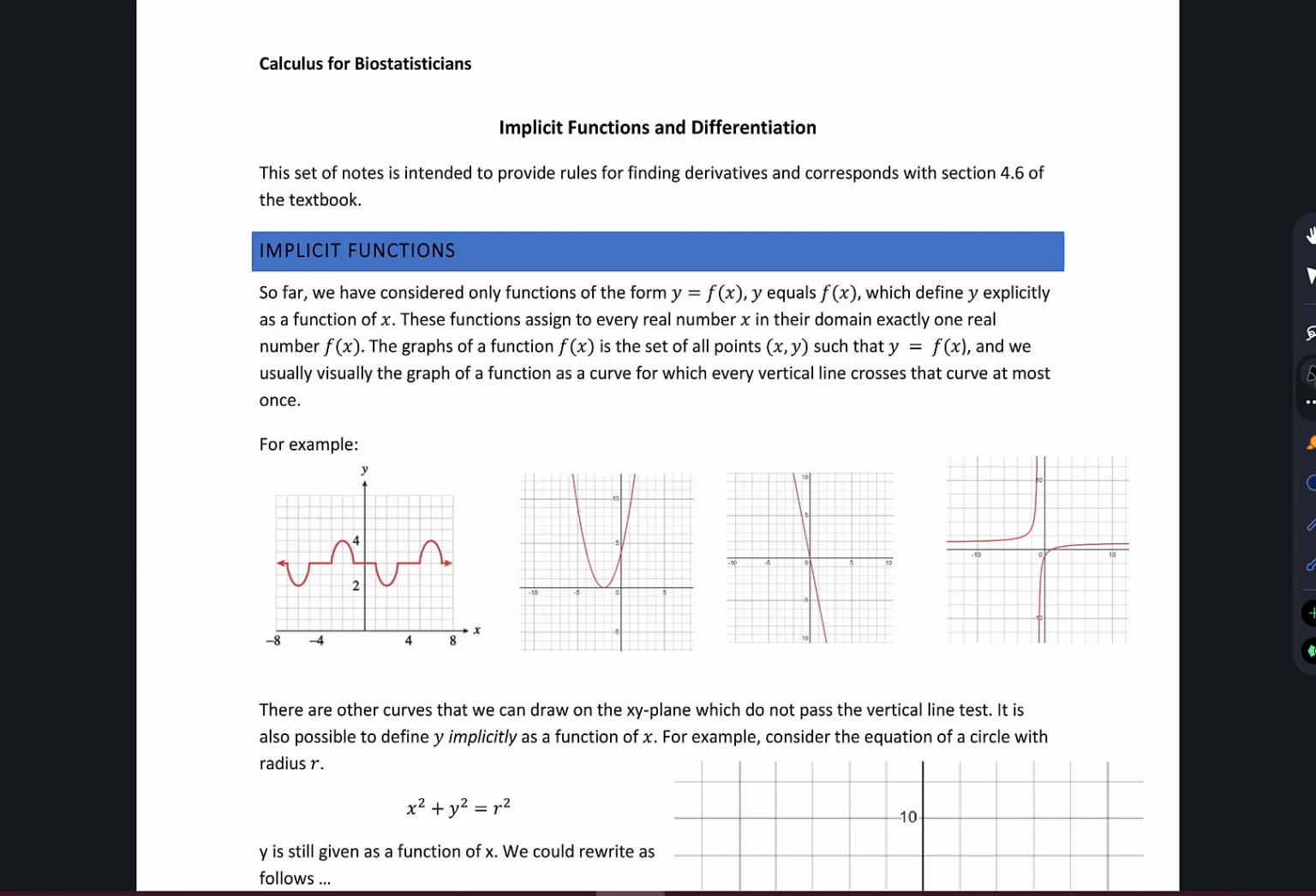In this set of notes, we're going to look at implicit functions and differentiation. It corresponds with section 4.6 of the textbook. Now you will find that this chapter is fairly short. I want you to have at least seen this material before and been exposed to it, but we are only going to do a handful of examples.